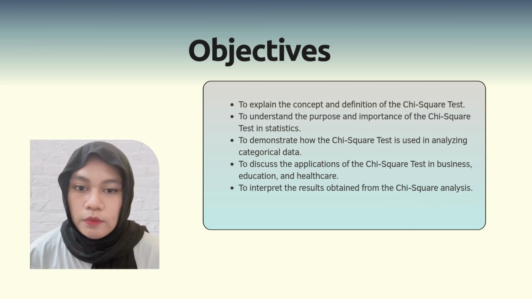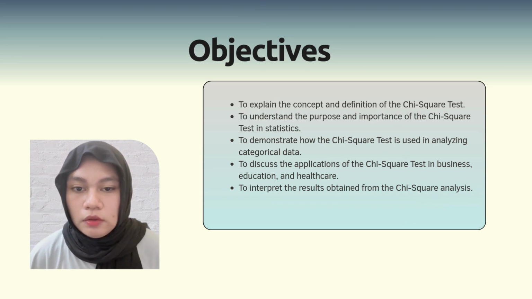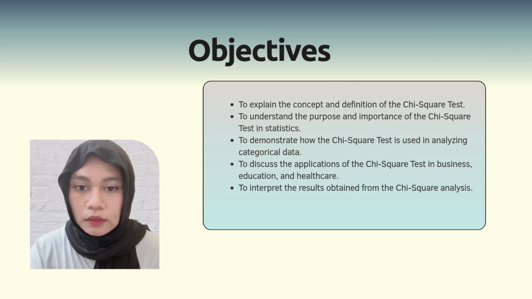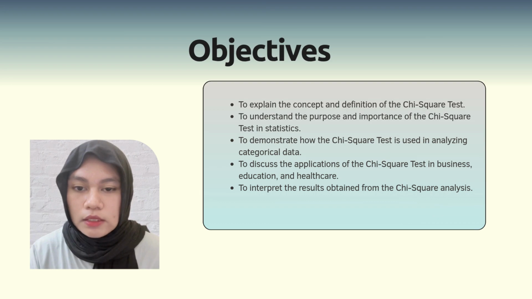Next, I will explain the objectives of the presentation. The first objective is to explain the concept and identification of the chi-square test. The second objective is to understand the purpose and importance of the chi-square test in statistics. The third objective is to demonstrate how the chi-square test is used in analyzing categorical data.